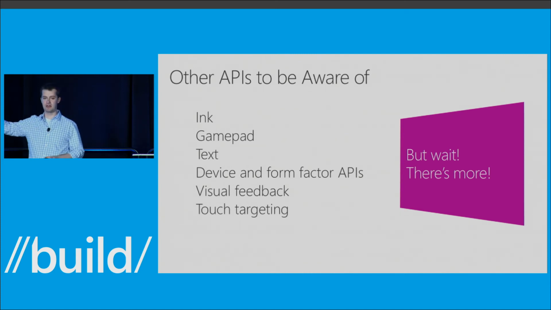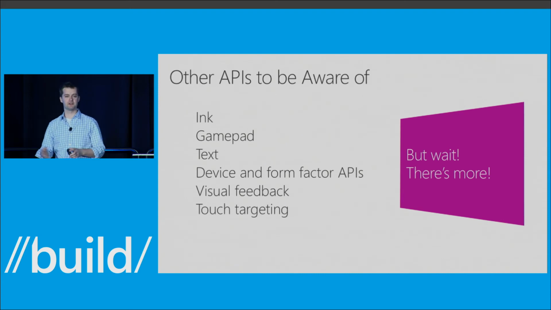There's also some very simple APIs around Continuum that tell you what state you're in. Are you in a more tablet state? Are you in a more desktop state? There's visual feedback APIs. You can control mouse cursors. You can turn off those touch visuals in your app if you want to do something different.